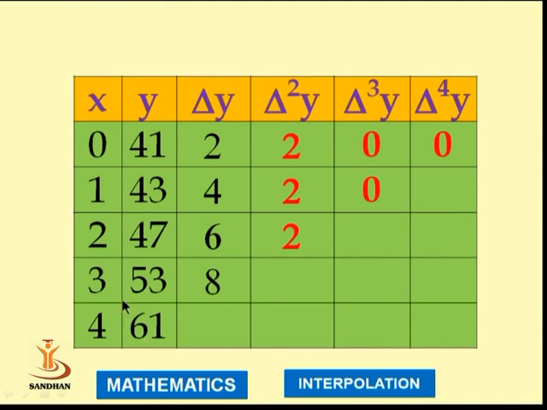We have a table of 5 points, and hence we can go up to the fourth order forward difference. So let's see the fourth order forward difference. First order forward differences: 43 minus 41 is 2, 47 minus 43 is 4, 53 minus 47 is 6, 61 minus 53 is 8. Second order, you can see, is becoming constant: 4 minus 2 is 2, 6 minus 4 is 2, 8 minus 6 is 2.